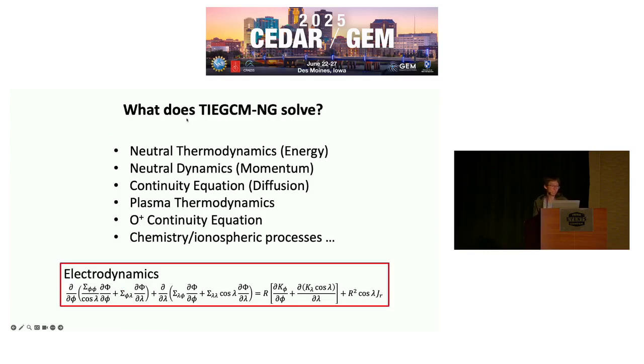So what does the TIE-GCM nested grid solve? Basically, it solves everything. It solves for neutral dynamics, neutral thermodynamics, the neutral continuity equation, which is the mass transport, and also the plasma transport, and a lot of other chemistry processes. The only thing that is not solved inside the nested grid domain is the electrodynamics, which is a Poisson equation. So that is a global equation. We do not intend to resolve it inside the nested grid regional domain.